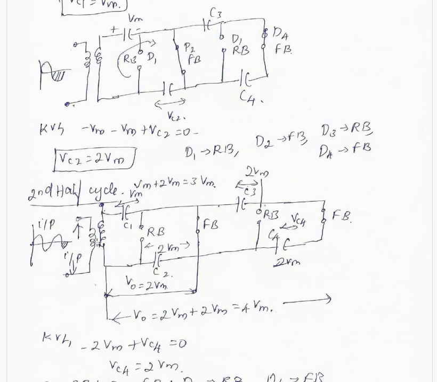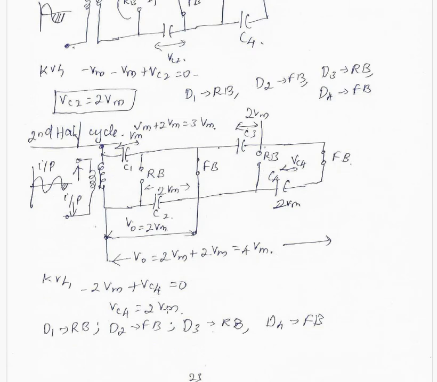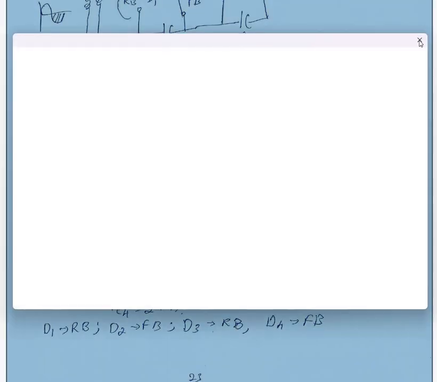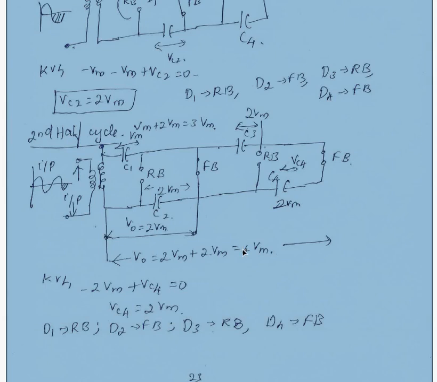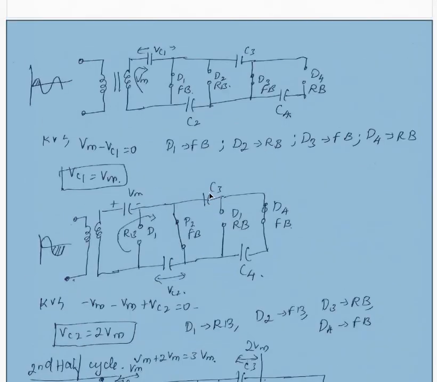So for the second half of the signal, here we have Vm and 2 Vm, and so the next capacitor will have a value of 4 Vm. So Vc4 finally becomes equal to 4 Vm. So this is about voltage multipliers. Thank you.